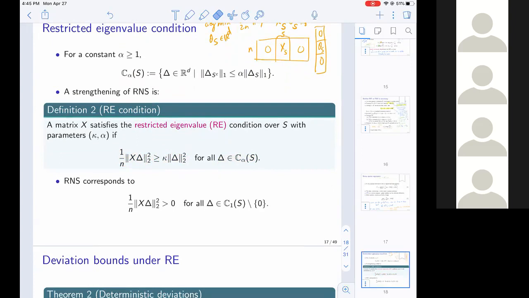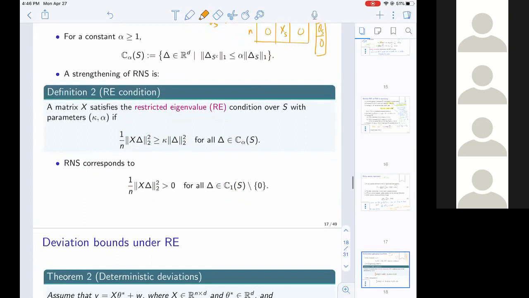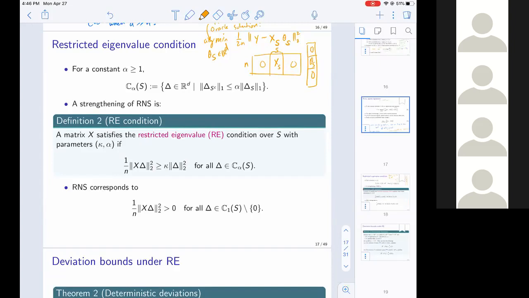As an exercise, for the next time, you can verify for yourself that the restricted null space property just says that for all non-zero delta in C1 of S, this quantity is strictly positive. The restricted eigenvalue condition is trying to lower bound that uniformly, which makes it a much stronger condition. It has something to do with eigenvalues, which I'm going to talk about next time. As an exercise, show that the restricted null space property is implied by this condition, and so you can understand that this is a stronger condition. This will be the key condition for us to show the nice properties of the lasso.